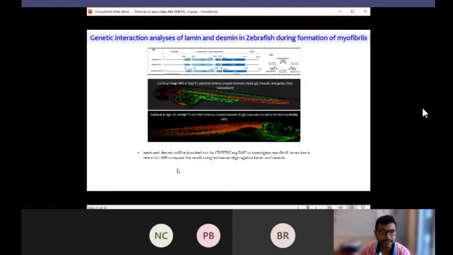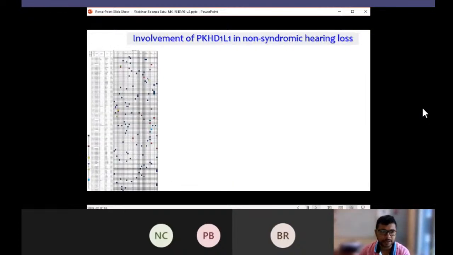So what we are planning is to look at lamin and desmin. We will be knocking them out using CRISPR-Cas RNP. We will do deep phenotyping and swimming pattern analysis, and the formation and visualization of intermediate filaments will be observed during the developmental stages of these embryos.